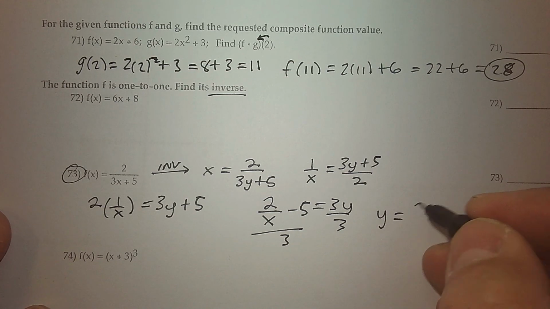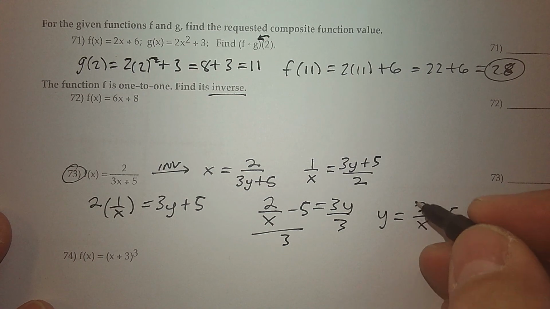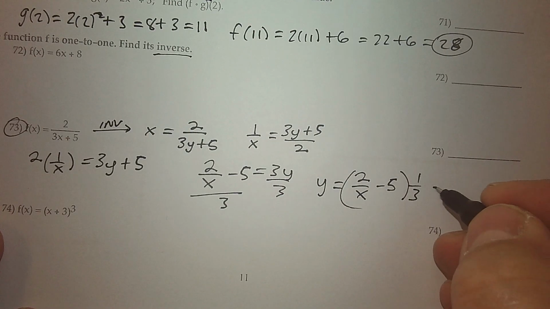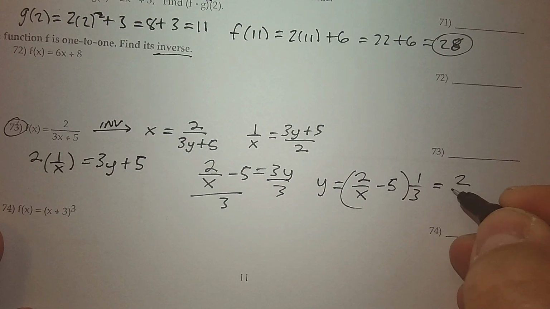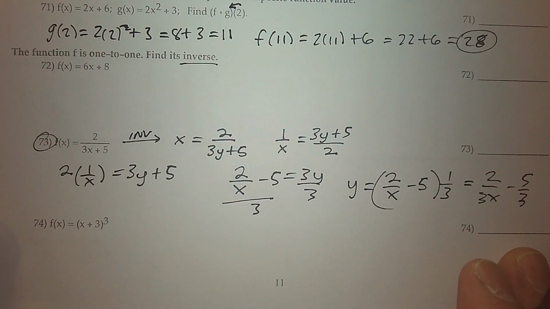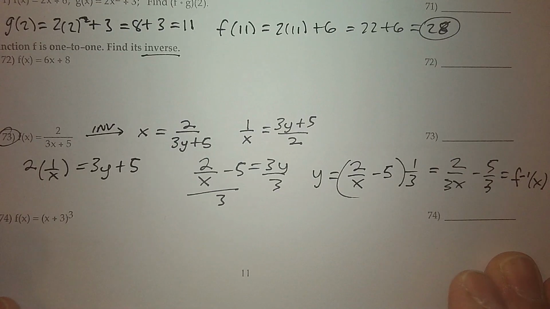Now, when you divide by 3, it means the same as times the reciprocal, right? You could actually leave the answer like that if you want. You could also write the answer as 2 over 3x minus 5/3. All of that is good. And what's the symbol for inverse? That little negative 1.